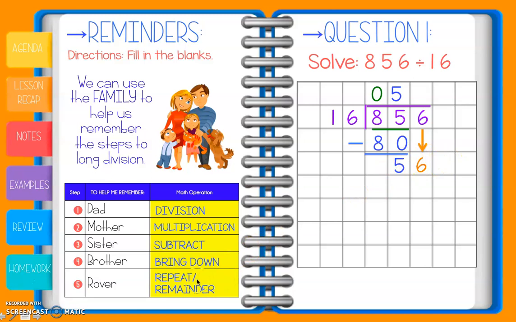Since we have numbers there, we're going to repeat. 16 goes into 56. We're going to divide. 16 goes in there 3 times. Now we're going to skip down and we're going to multiply. 3 times 16 is 48. Now we're going to subtract. 56 minus 48 leaves us with 8. Now, I don't have anything else left to bring down, and 16 does not go into 8. Therefore, we know that 8 is our remainder, so we get to put it up here in our quotient. So the answer to our question is 53 with a remainder of 8.